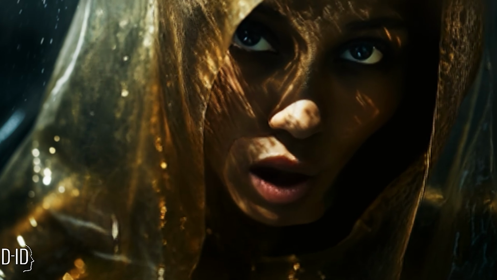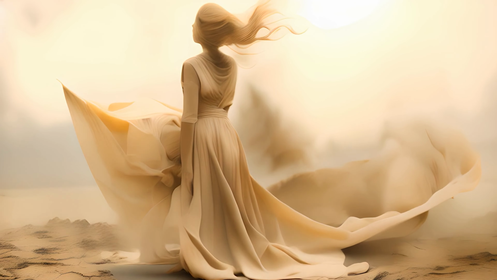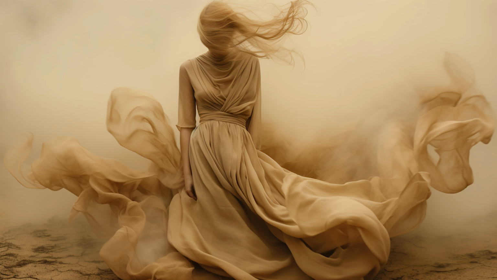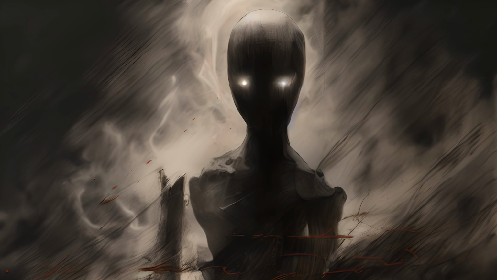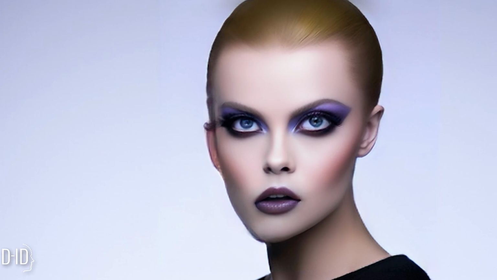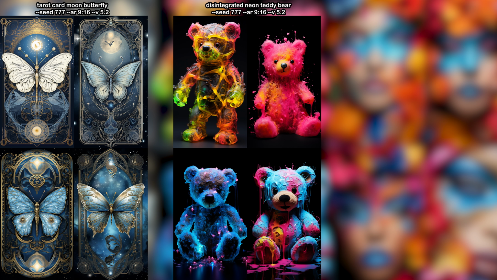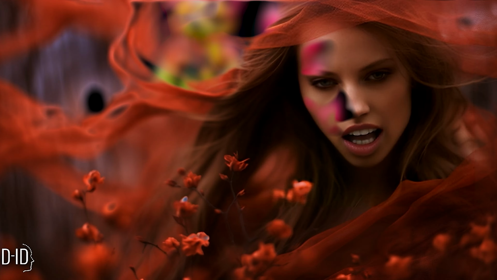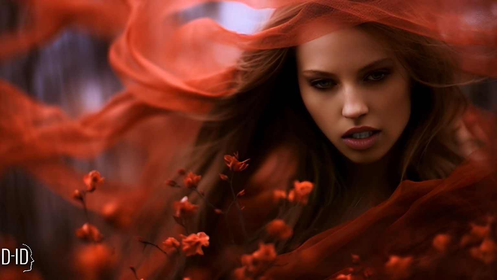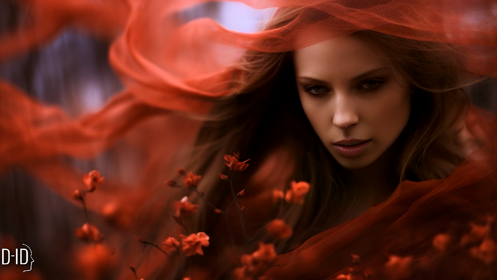I like to experiment with all kinds of AI technologies, but mostly I like exploring the capabilities and styles of Midjourney. This time I thought I would take a look at several things that affect your results. For this set of experiments I have chosen 3 concepts: tarot card moon butterfly, disintegrated neon teddy bear and vibrant makeup photography flower. I chose these to each have 4 words on purpose, because later on we will be looking at how changing the order of words changes the outcome.